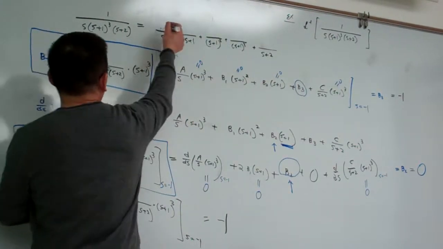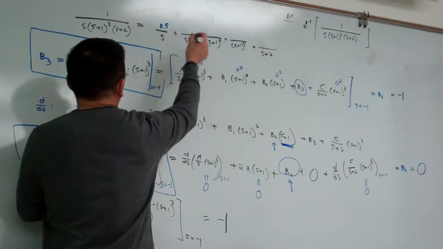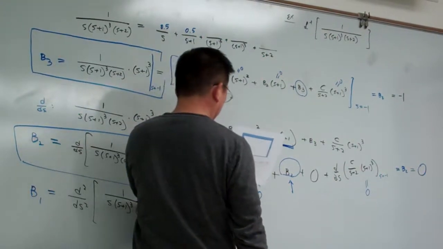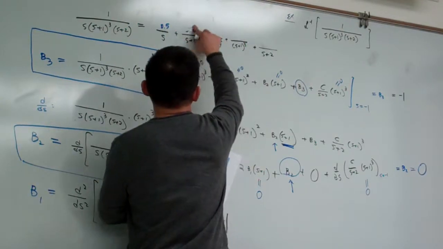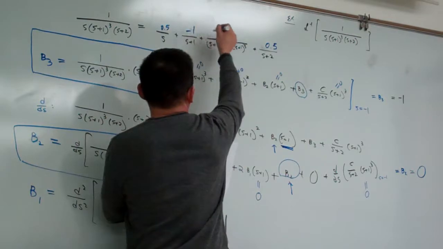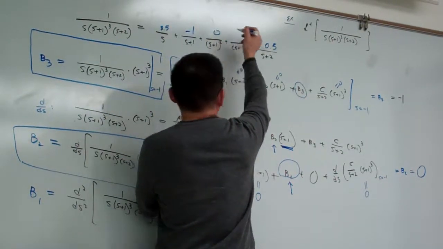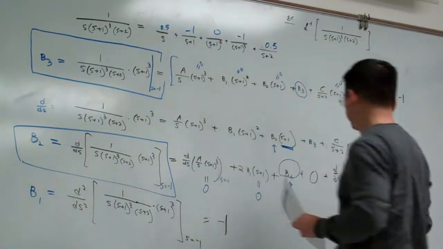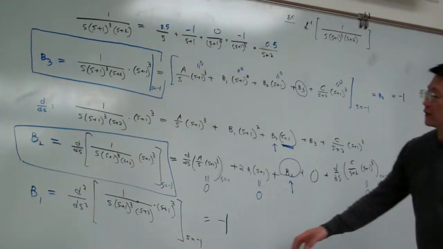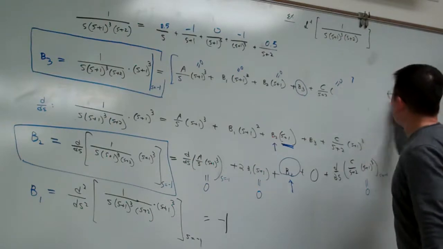So that will be 0.5, and this is 0.5, and this is, oops, 0.5 and minus 1, 0 and minus 1. Okay. So now we have the things here then.